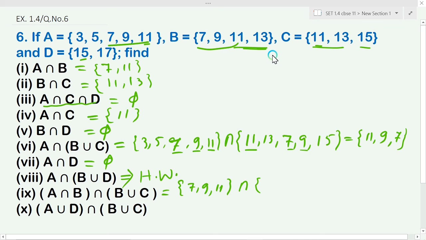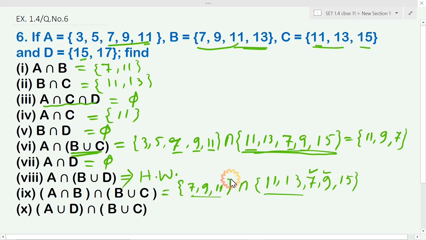We already calculated B union C here. So this is B union C. Just write 11, 13, 7, 9, 15. Now the common elements between these two sets are 7, 9 and 11. So this equals 7, 9 and 11. And the last one is your homework. Do it as homework.